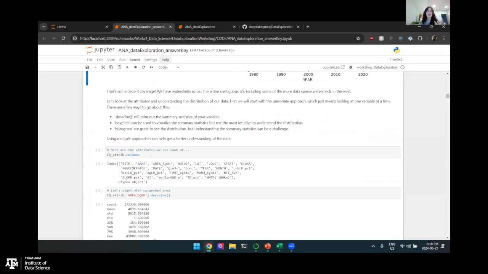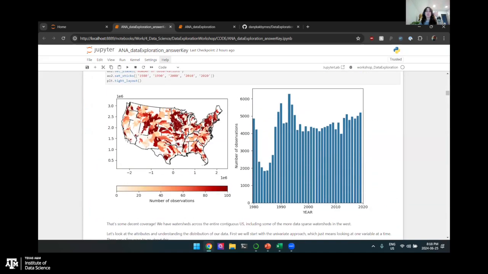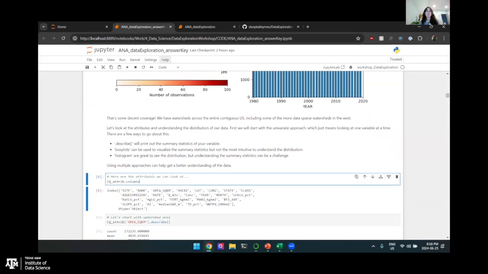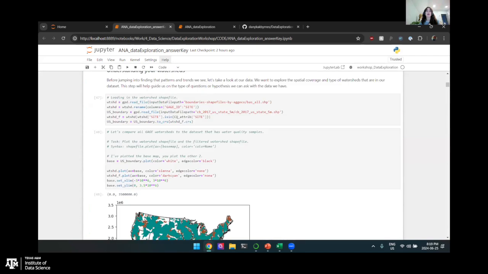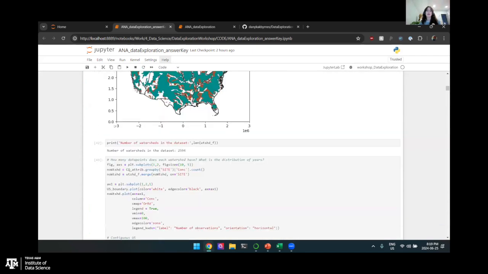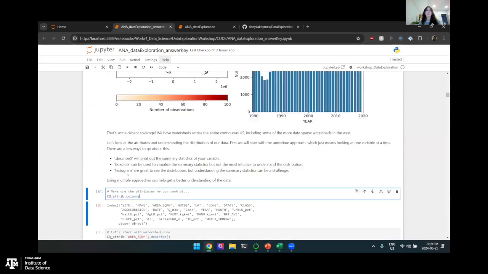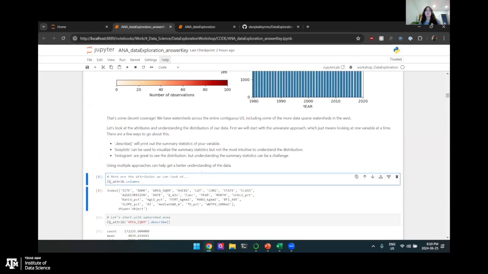In the data set that I've generated, we have the CQ data, and then we also have watershed features. This QC attrib data set contains all the watersheds that have our data.